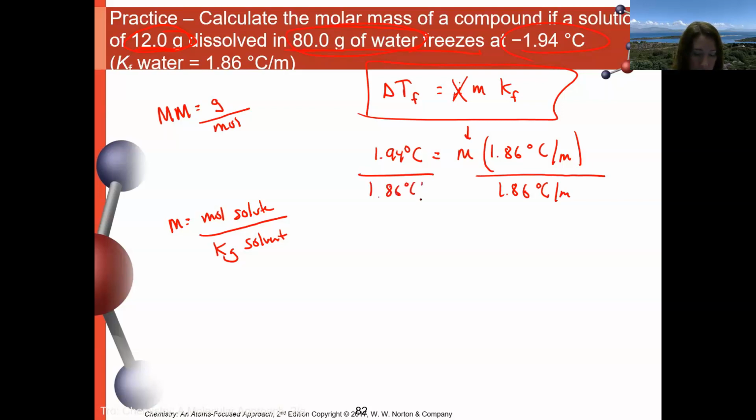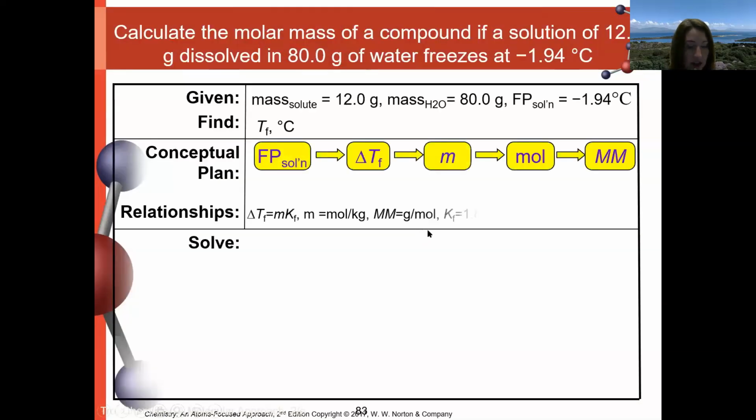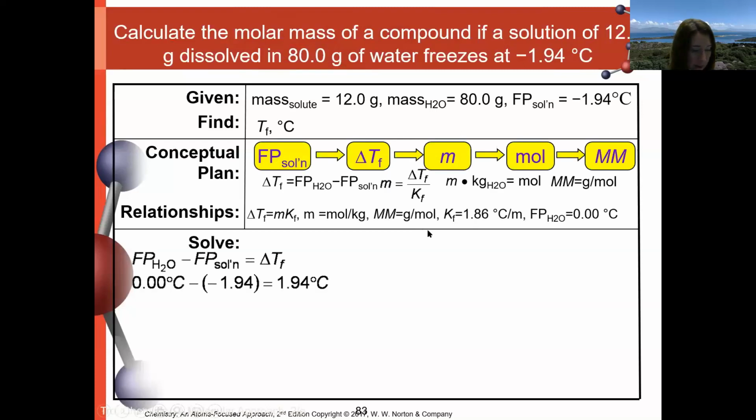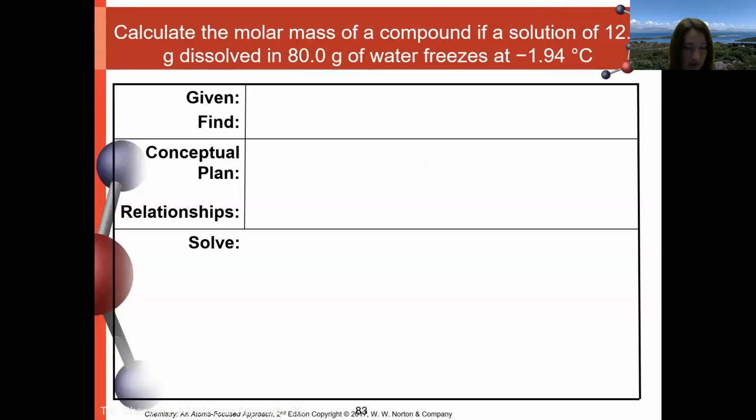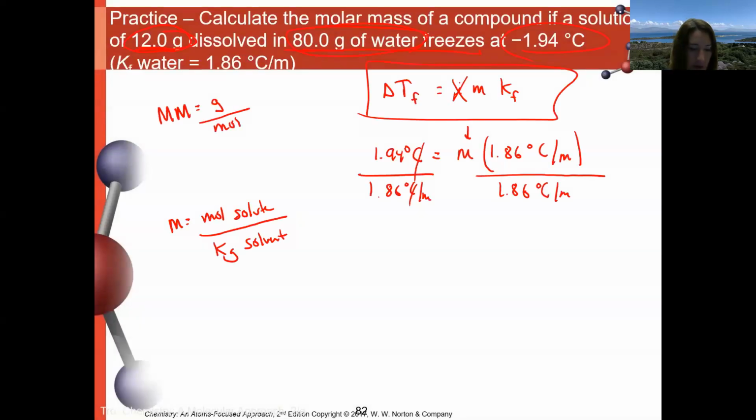1.86 degrees Celsius per molal. Okay, this crosses out. Let's just get our answer. My molality equals 1.043 m. Now remember, what is this? 1.043 moles of solute.